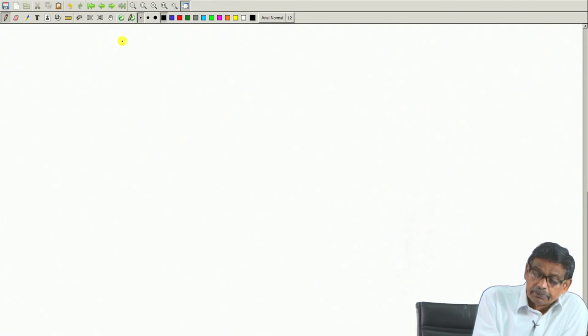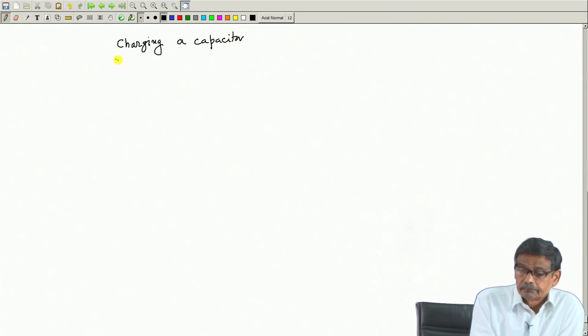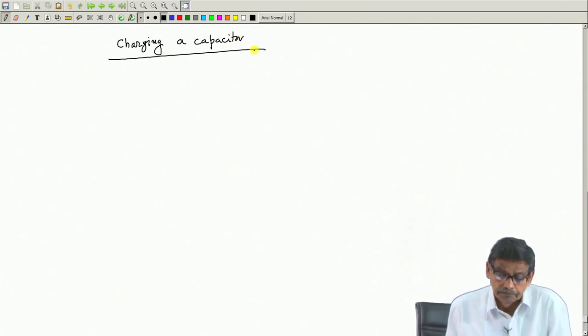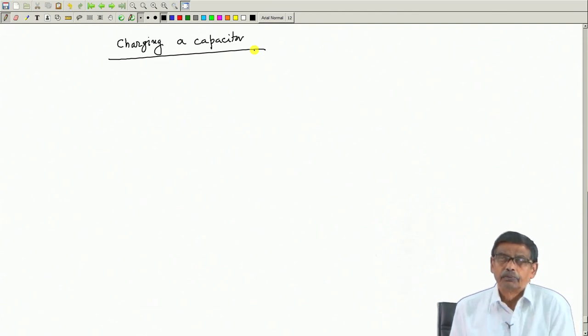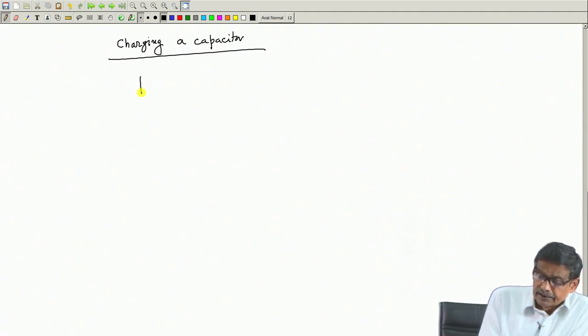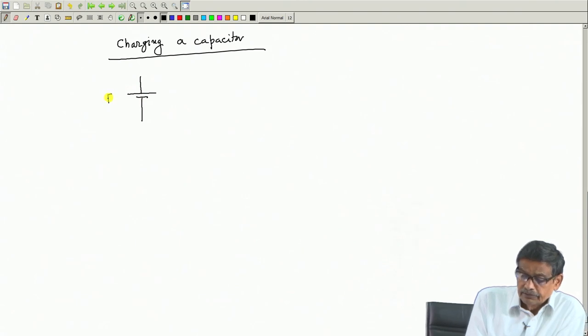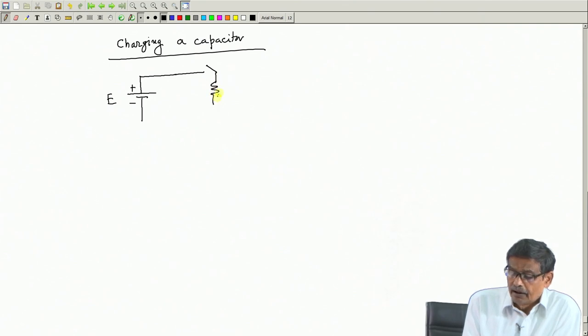First thing, charging a capacitor. To charge a capacitor means what? Why should I charge a capacitor? To store energy, that should be understood. So, one of the circuits is like this. This is, suppose, a battery, E volts, an ideal battery. Then you have a switch here with R and C, RC charging they call it.